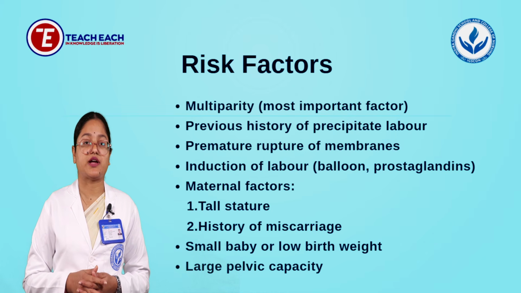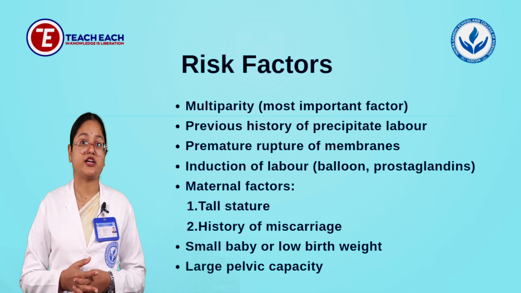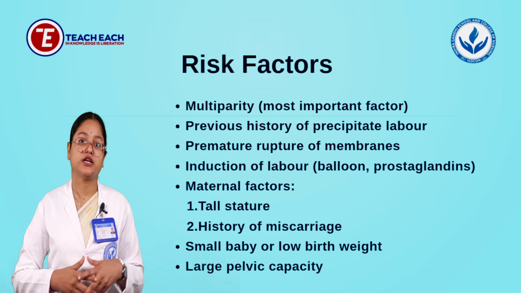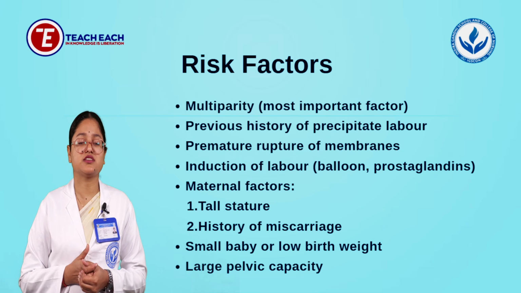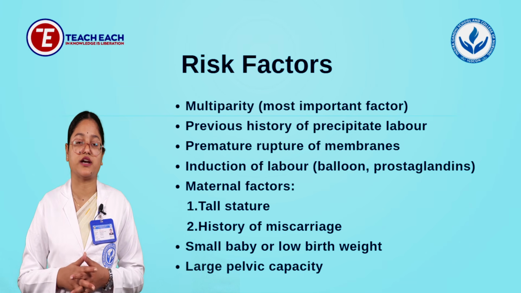What are the risk factors? Who is at risk? Who can get this condition? Multiparity is the most important factor. Those who already have had several children. If we look at our grandparents or their generation, we can see they have 7 kids, 5 kids, 6 kids. Minimum it will be around those numbers.